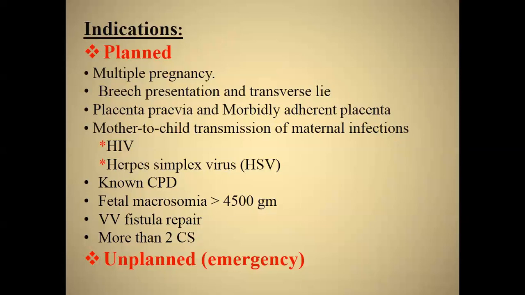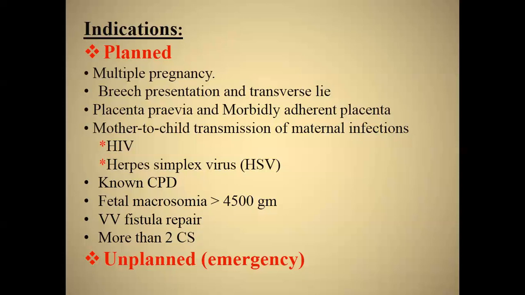Mother to child transmission of maternal infection, for example, in cases of HIV or herpes simplex virus. Once the membrane is still intact and the woman has a primary attack of herpes simplex virus, it's better to deliver her by cesarean section to decrease the risk of infection transmission from the mother to the neonate.